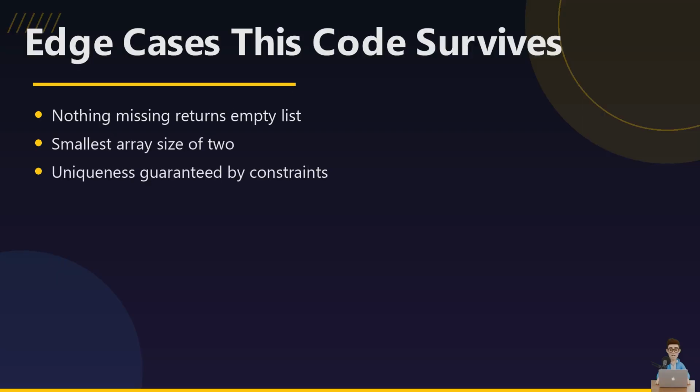If nothing is missing, we already saw it correctly returns an empty list. What if the array only has 2 numbers, just low and high themselves? Tracker would have 2 slots. Both get flipped and we get an empty list back too, still correct. And since the problem promises every number in nums is unique, we never have to worry about the same slot getting flipped twice by accident.